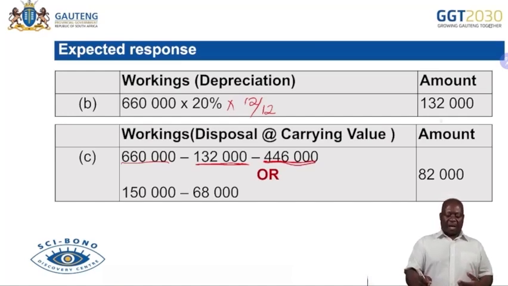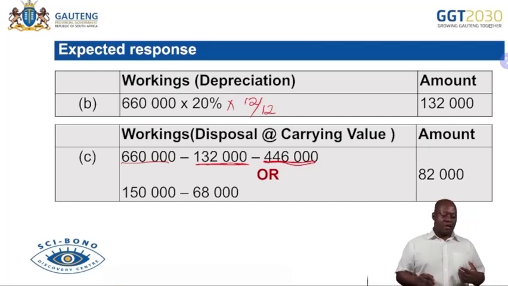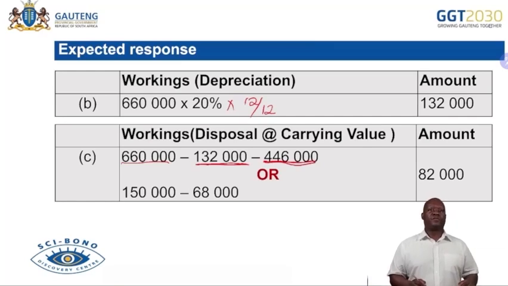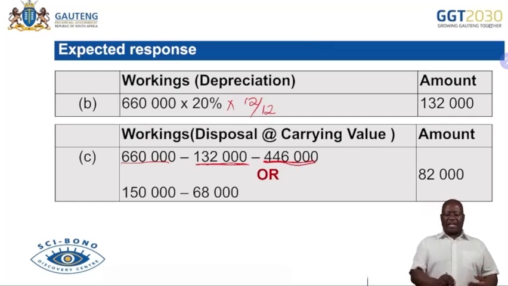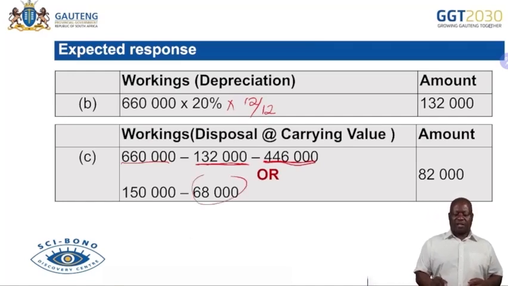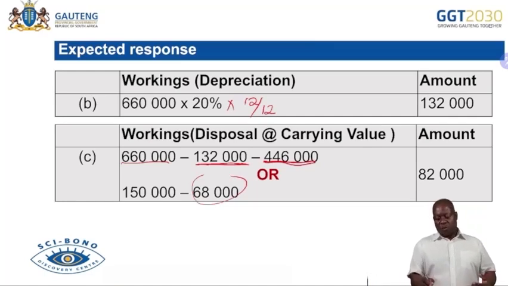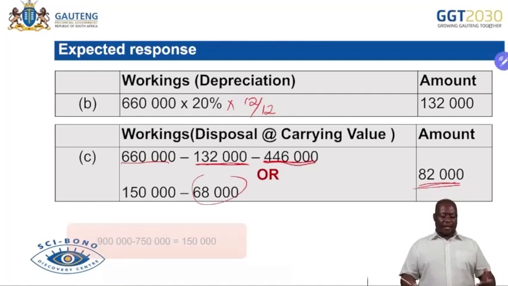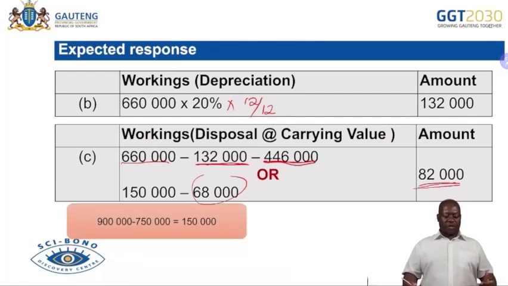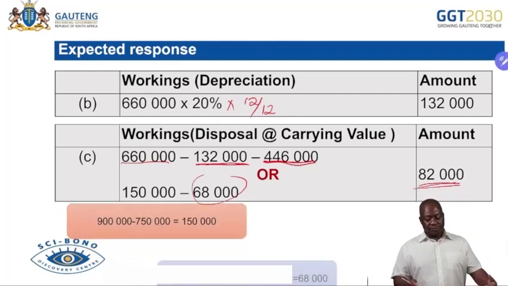Now that we have got B, it is easier to bring it into the calculation for us to get our C. Another way of doing it is just to take the difference between the two amounts, and then we subtract our 68,000, and we lead to the same amount of 82,000. Let's take ourselves into the next one.